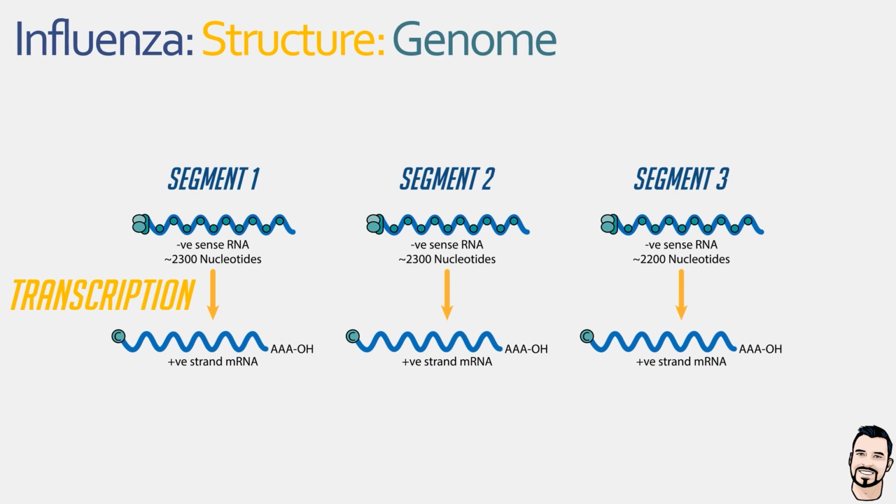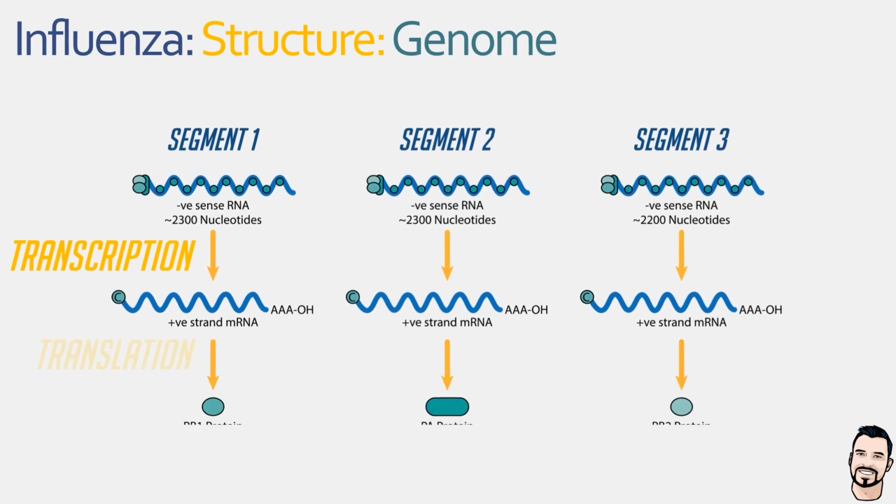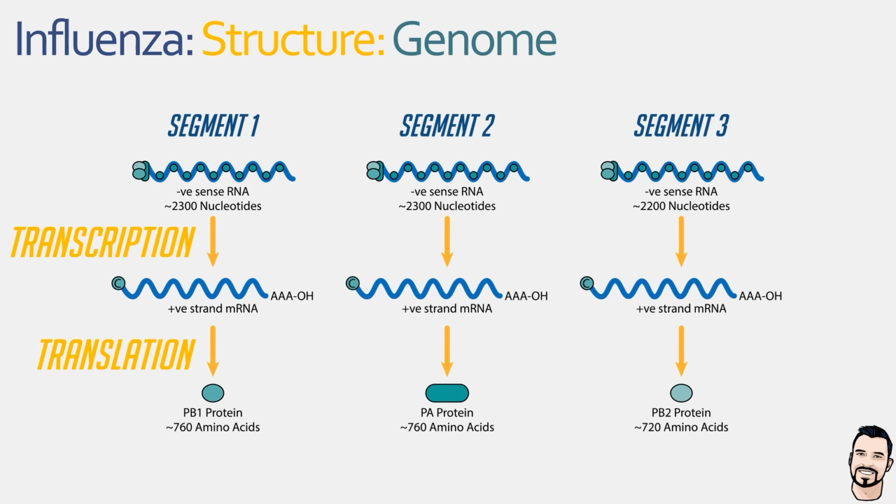So now we have our messenger RNA which can leave the nucleus of the host cell and be translated by the host cell machinery in the cytoplasm, giving rise to various viral proteins, and as we can see here, PB1 is encoded on the first segment, giving rise to PB1 protein made from around 760 amino acids. The PA protein is encoded on the second segment, giving rise to the PA protein made of the same number of amino acids, and the PB2 protein is encoded on the third segment, giving rise to the PB2 protein, which is slightly smaller at 720 amino acids.